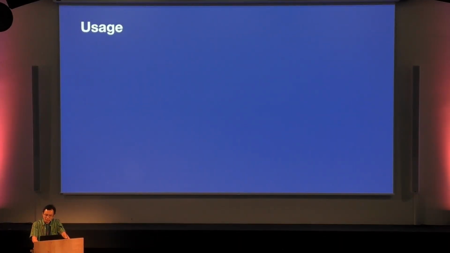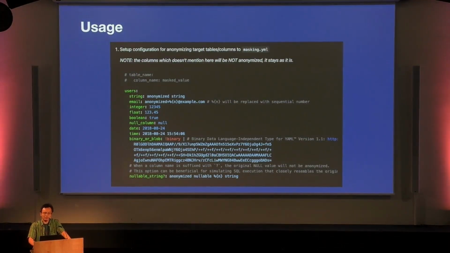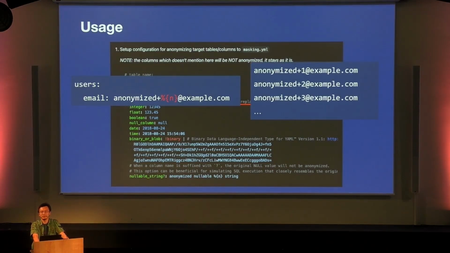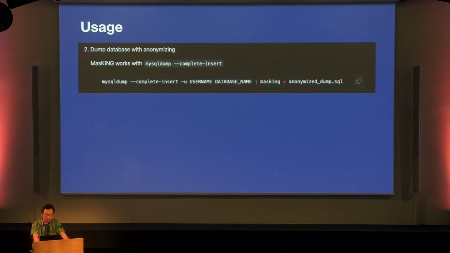How to use this? It's quite simple. You just define a YAML file with the database table and column name and how you want to anonymize that value. But the tricky part is here: email, because it often needs to be unique. There's a special placeholder for this. If you put % and a bracket and M, then it will be a sequence number.